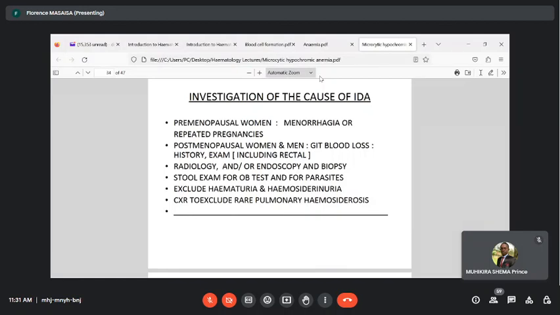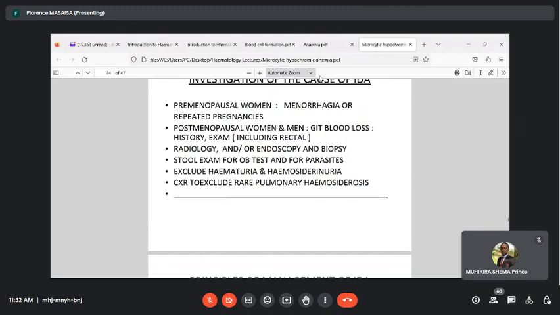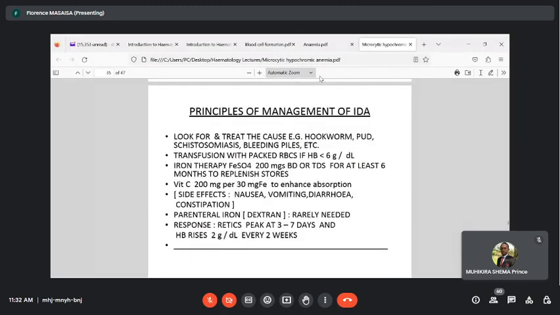You may also need to do a stool exam to check for occult blood and parasites. We have some parasites, like schistosoma, causing iron deficiency, so you have to exclude bleeding from the urine and so on. X-ray to exclude also primary hemosiderosis. So those are the tests to try to get the etiology of iron deficiency.